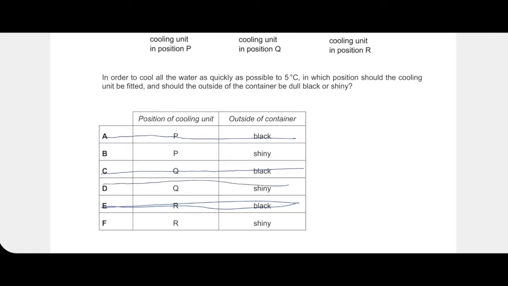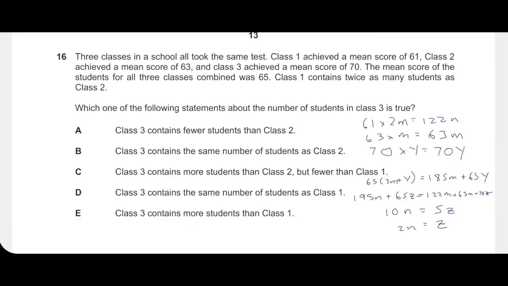So we can get rid of option D, option F. Therefore, the answer to this question is B, and that's question number 15 completed. Question number 16. 3 classes in a school all took the same test.